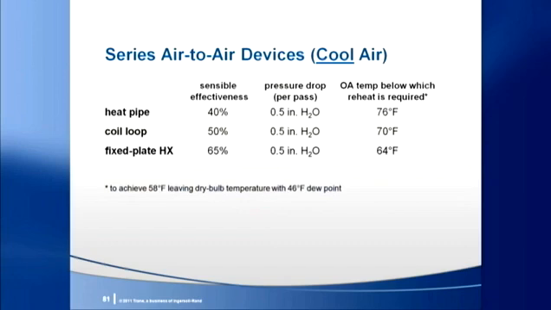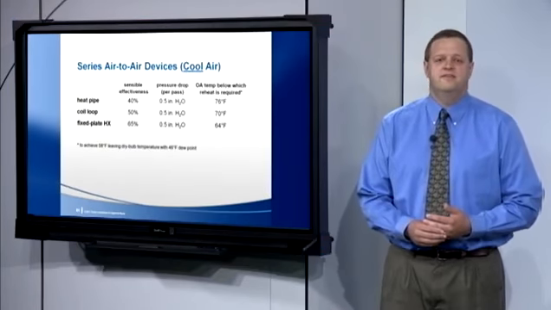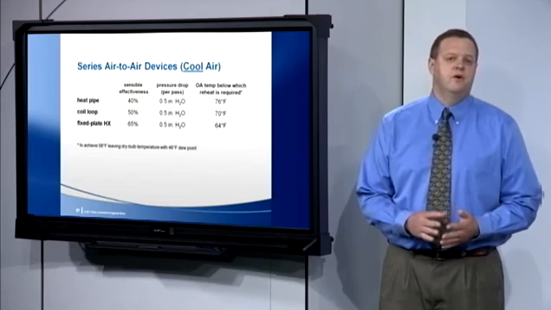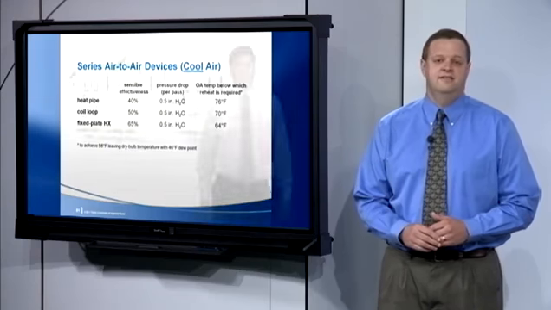The heat pipe with a 40% sensible effectiveness will need to add supplemental reheat whenever the outdoor dry bulb is below 76 degrees. The coil loop has a little higher effectiveness at 50%. It will require supplemental reheat whenever it's colder than 70 degrees outside. The fixed plate heat exchanger has the highest effectiveness at 65%. It won't require supplemental reheat until it's cooler than 64 degrees outside. So it's important to compare the effectiveness, pressure drop, and cost of these different devices, and to understand how this performance difference impacts energy use at part load conditions, not just design conditions.